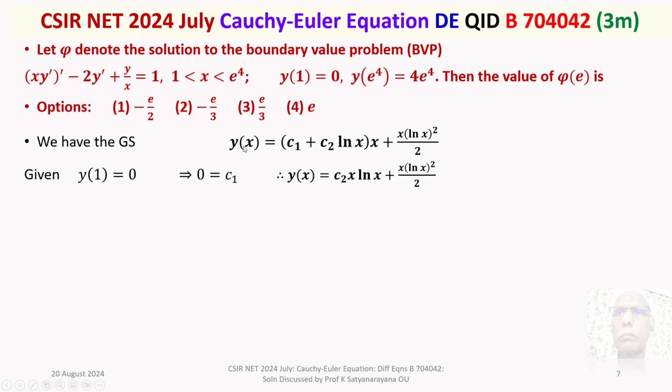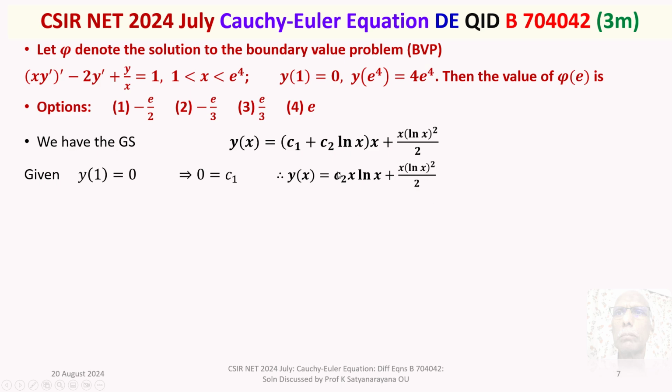Then this will be 0 equal to (c1 plus c2 into ln of 1, which is 0) into x, where x is 1, and here also ln of 1 whole square is 0. So you will get 0 equal to c1. Therefore the above general solution will become y of x equal to c2 x ln x plus x times (ln x) whole square by 2.